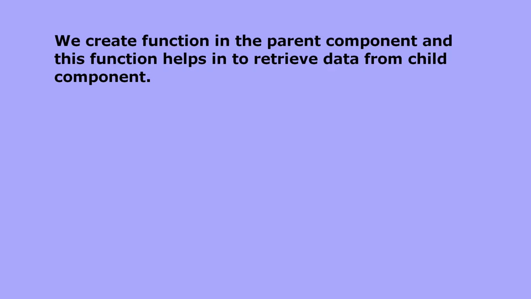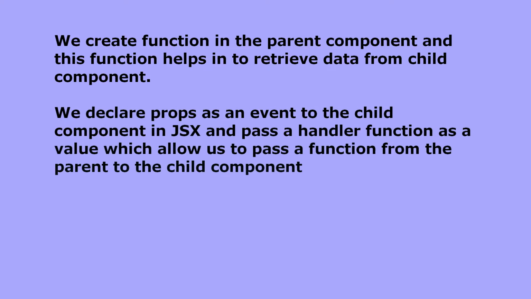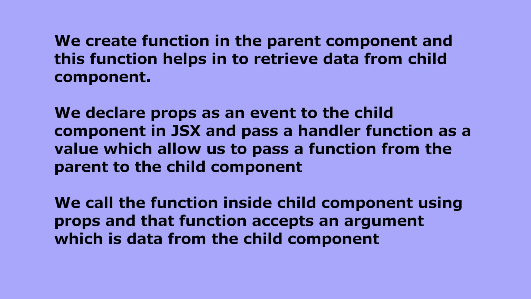First, we create a function in the parent component, and this function helps to retrieve data from the child component. Second, we declare props as an event on the child component in JSX and pass a handler function as a value, which allows us to pass a function from parent to child. And last, we call the function inside the child component using props, and that function accepts an argument which is data from the child component.